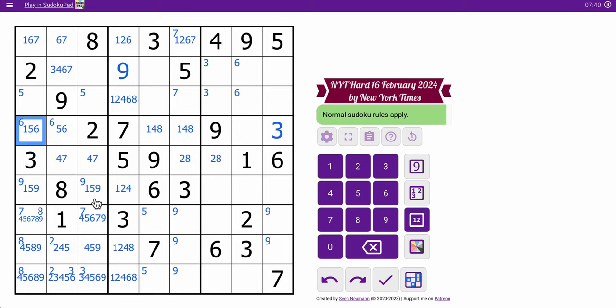Oh, annoyingly, 1 can be in 3 spots, and they turn a corner in box 4. That's not helpful. Unfortunately, this could be 4 or 8, this could be 4 or 8, this could also be 4 or 8.